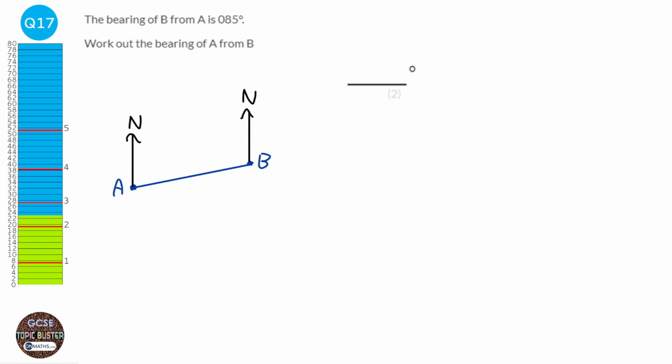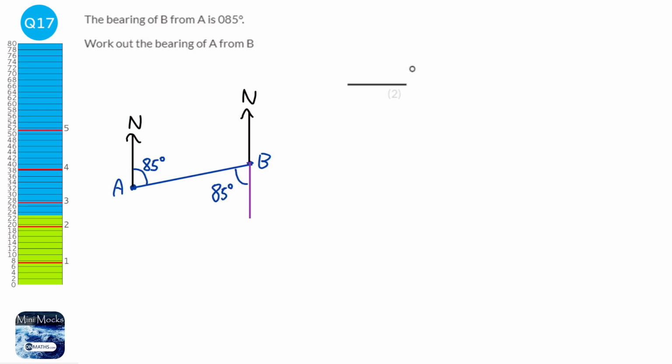And so we know that this angle here is 85 because it's the angle on the bearing of B from A, so it's 85 degrees. So now it says work out the bearing of A from B. So the first thing we can do is actually just draw a line going down here. And we know that this angle here will also be 85 degrees because of alternate angles.